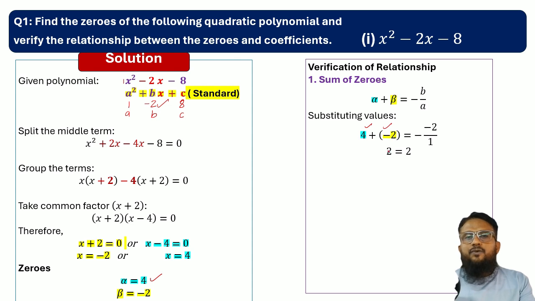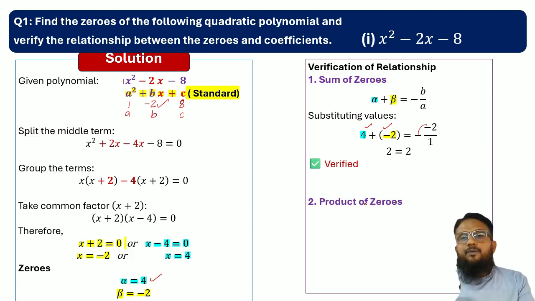4 plus minus 2 is positive 2, equals 2. Minus and minus cancel, that becomes a plus. So 2 divided by 1 is always 2. So both sides are equal, so that's why it is verified.